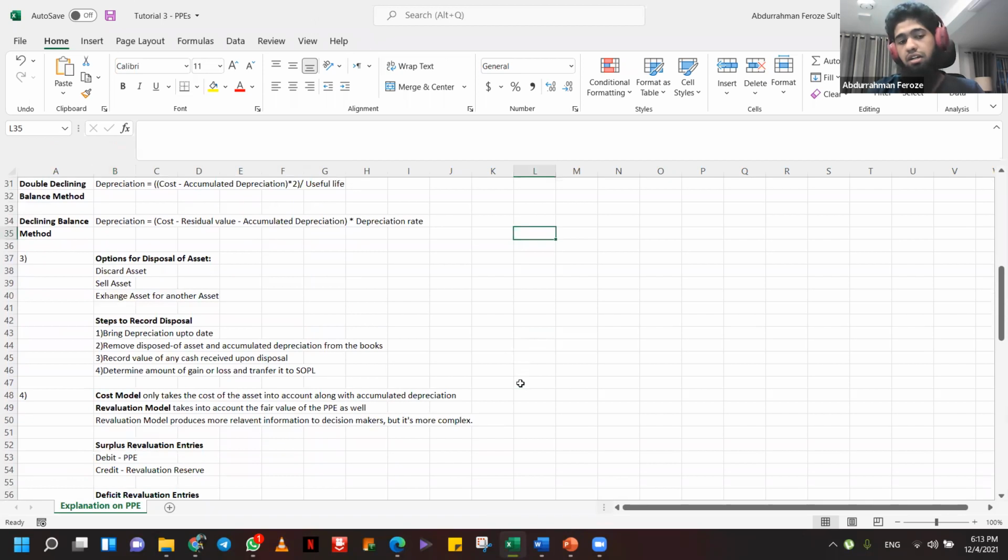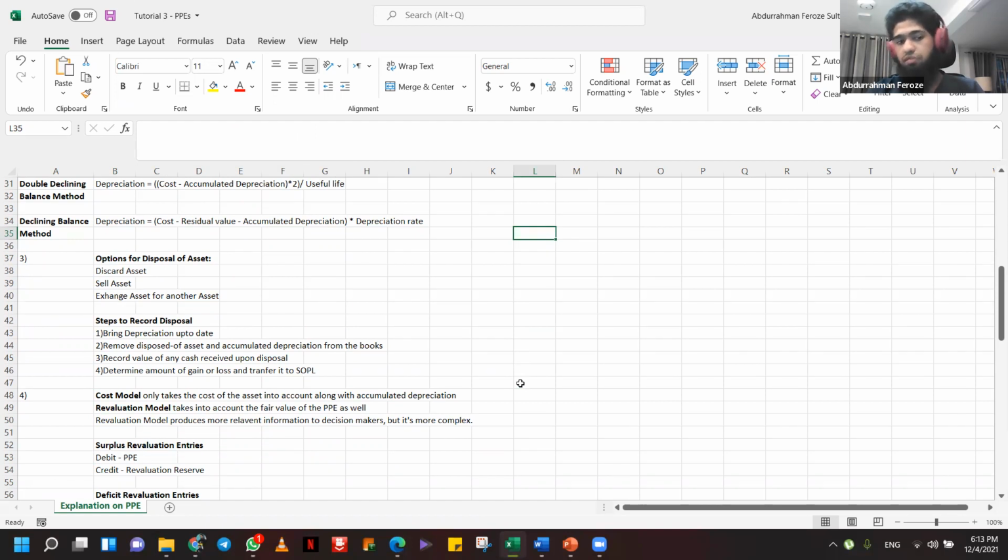All right. Lastly, we have the disposal. When it comes to disposal of an asset, there are three ways of disposing an asset. One is to discard the asset, that is, you just throw it away without doing anything. Secondly, you sell the asset for a certain amount. And lastly, you exchange the asset for another asset. These are three ways of disposing the asset. And regardless of however you dispose it, the steps are more or less the same.